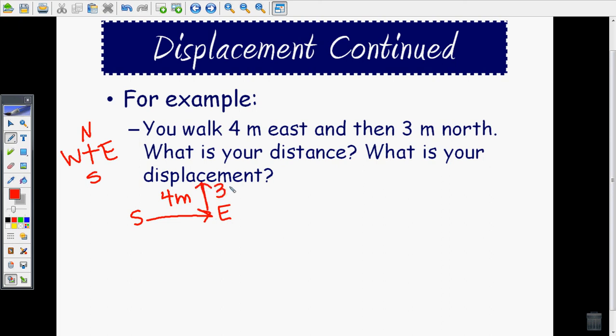So I have this shape here, and I want to know what the distance and the displacement is. The distance, again, no matter what kind of problem it is, the distance should be easy. So the distance answers you should get right every time. Add 4 plus 3 is 7 meters in this case. Now, the displacement is not as easy.